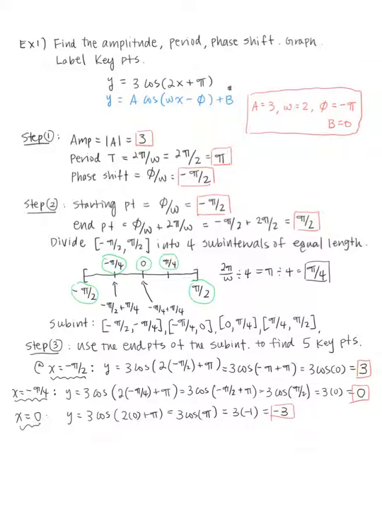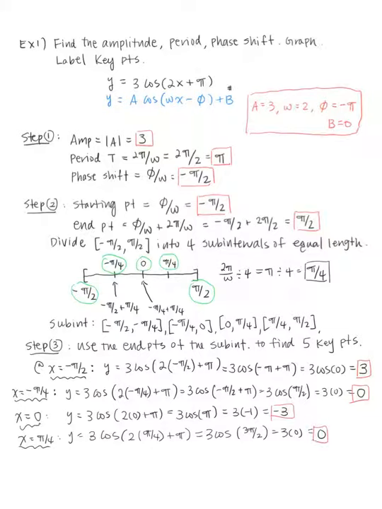All right, so what's the next one? X equals pi over 4. In this case, y equals 3 cosine of 2 times pi over 4 plus pi, which is 3 cosine of pi over 2 plus pi. Pi over 2 plus pi is 3 pi over 2. Cosine of 3 pi over 2 is 0, so we get 0 back.